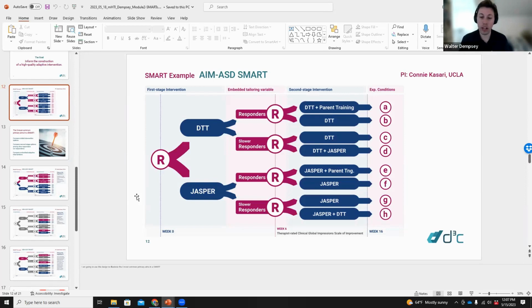I just wanted to point that out before we move on: even though I'm talking at a level so far where there was no mobile health explicitly stated in either example, the technologies are being more and more embedded, either as an intervention option or as a way to monitor outside the clinic and extend the clinic, so you have data on individuals to build better tailoring variables. Okay, let's go on.